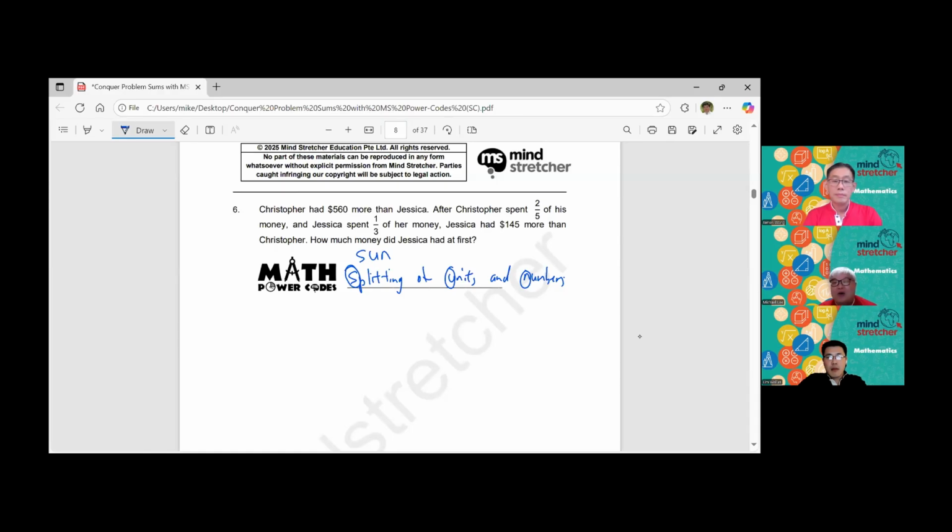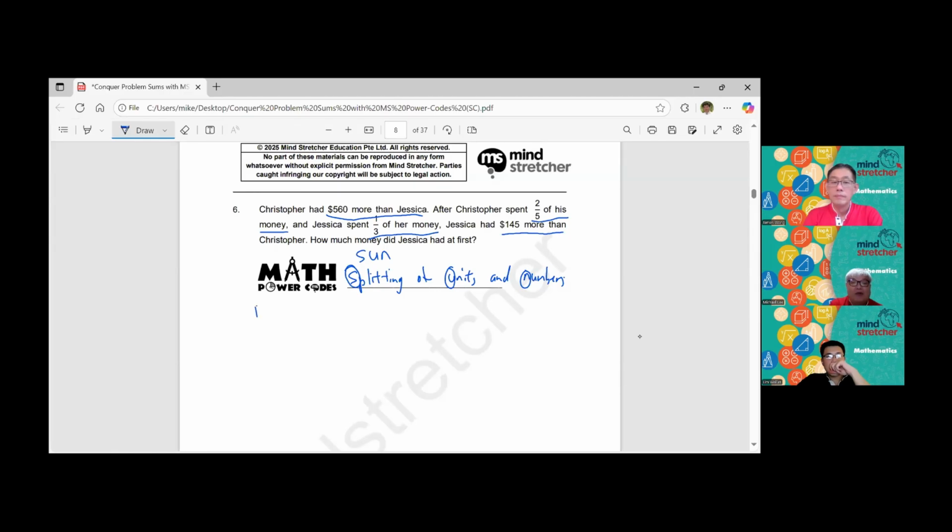So later when I go through this power code, I'll explain to you why we split the units and the numbers. So let's read this question first. We have Christopher has $560 more than Jessica. Christopher spent 2/5 of his money, and Jessica spent 1/3 of her money. So in the end, Jessica has $145 more than Christopher.